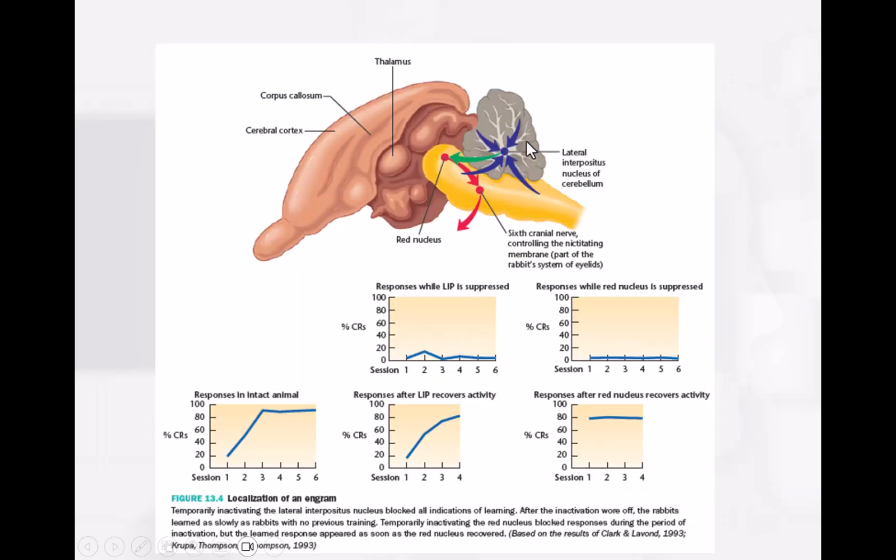And again, here's just another summary of all this. So the idea is that your lateral interpositive nucleus is projecting to the red nucleus. And then we also know that the red nucleus stimulates this 6th cranial nerve. So this is going to be your unconditioned stimulus response pair. This is going to be your conditioned stimulus response pair. So this is a weak connection, and as you pair those, this becomes stronger. So now stimulating this can elicit that eye blink response. So stimulating the LIP now stimulates the red nucleus, which allows it to cause the eye blink response.